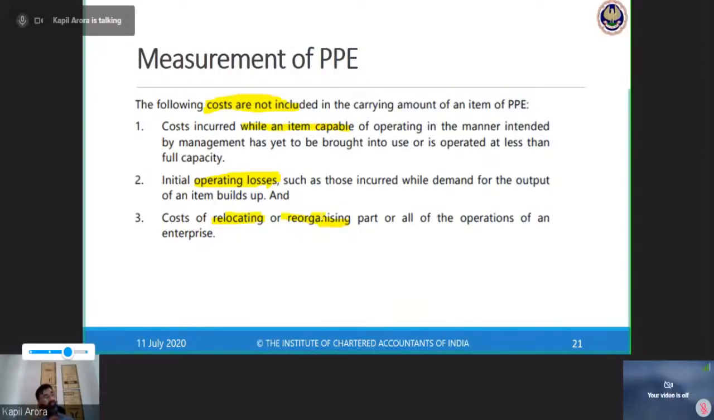But I have decided to move that plant for any reason from one place to another. When I have decided to do that, that relocation cost will not become part of your asset, because the asset is already ready for use. There is no further development which is required right now. So this relocation is not adding any further development of the asset. That is why we take it to the profit and loss account instead of taking to the asset.